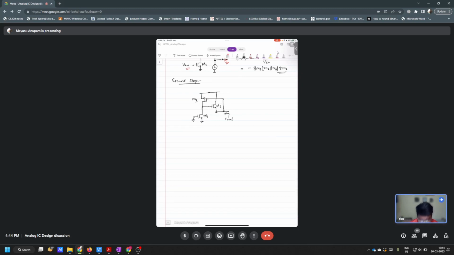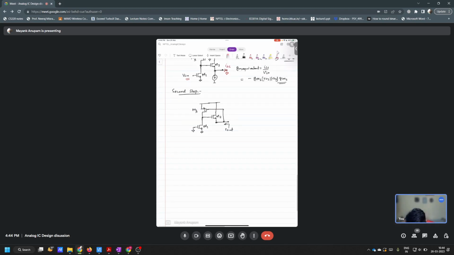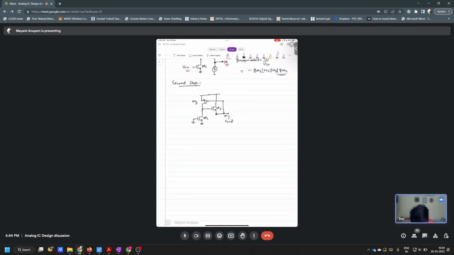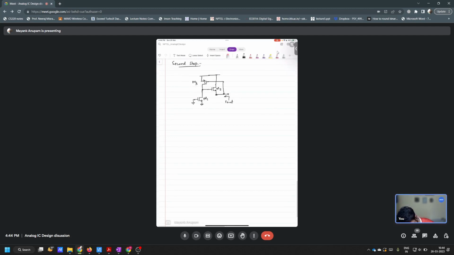I don't think it will be 1 by GM2. Will it be 1 by GM2? Yes, sir. It is coming to 1 by GM2. Yes, how did you find out? So let's solve it. Okay, let's see whether it is coming out to be 1 by gm2 or not.